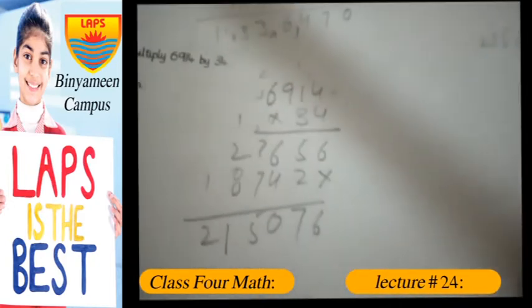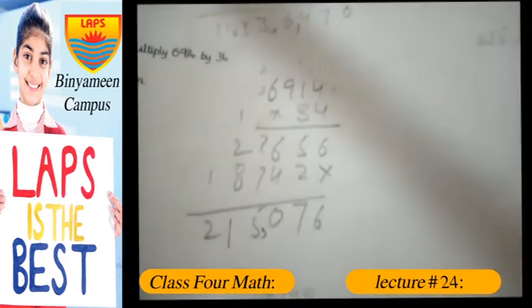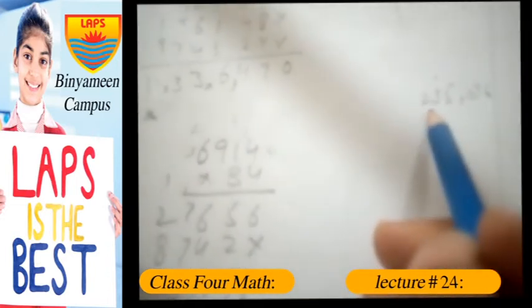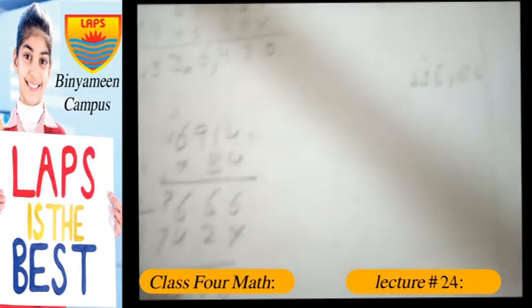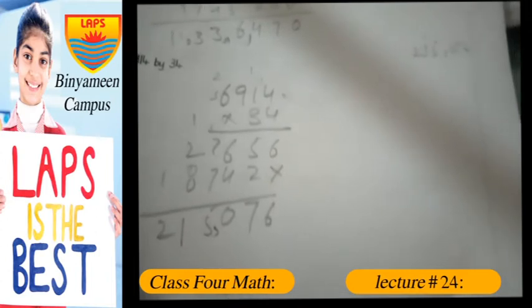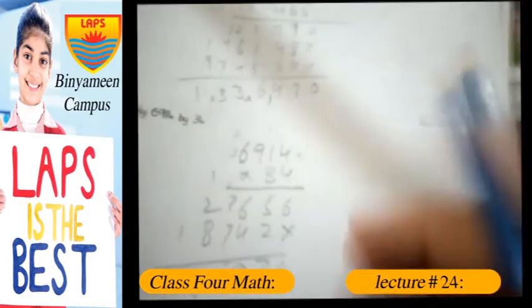Now I have written the answer here. We can compare our answer and see if it's the correct one or not. And as you can see, our answer is not actually correct. It says 235,076, and what I have got here is 2,15,000. So we have to check it again.